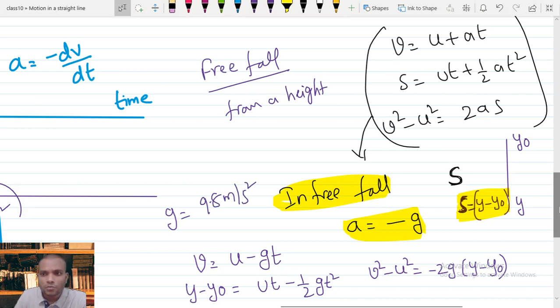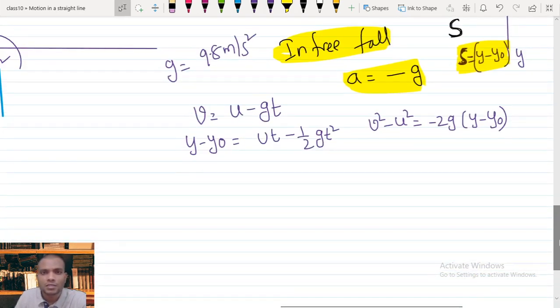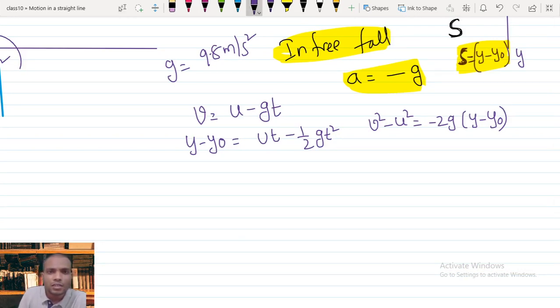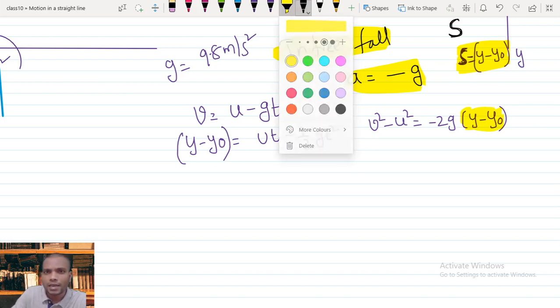So the equations of motion also change. The three equations of motion also change in the free fall condition. In the free fall condition, the three equations of motion are v equal to u minus gt, and s equal to, here s equal to y minus y naught, which equals ut minus half gt square, and v square minus u square equal to minus 2gs, here s equal to y minus y naught. I am highlighting that y minus y naught means nothing but s.